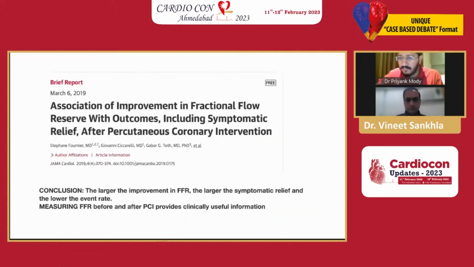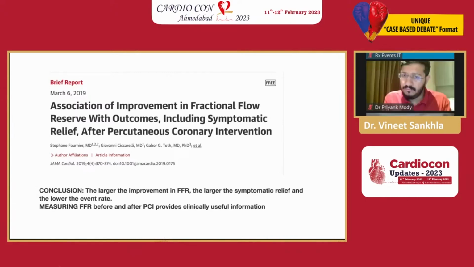This came in JAMA, and this proved that it is not dichotomous, like if we make the FFR 0.82 or 0.81 after the procedure, the patient will fare better. What I mean is that the more the increase in FFR, the better the outcomes. So it is a continuous variable, and it has been proven that a post PCI FFR of at least 0.95 is the target we should achieve in achieving an optimized PCI.